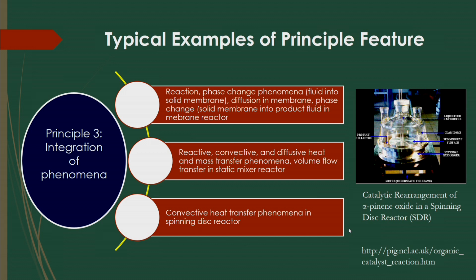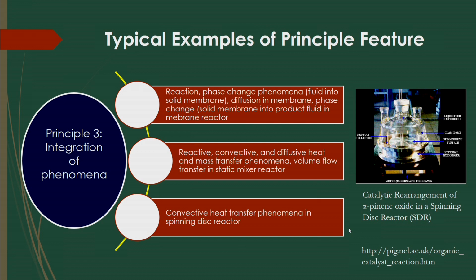And some other phenomena like reactive, convective, even diffusive heat and mass transfer phenomena, even volume flow transfer in static mixer reactor. So, these phenomena also have to be considered for your process intensification. And convective heat transfer phenomena in spinning disk reactor. In the spinning disk reactor, the reactor will be rotating at a particular RPM, that is, at a particular rate, so that there will be fluid mixing inside the reactor, and based on that fluid mixing, convective heat transfer will happen.